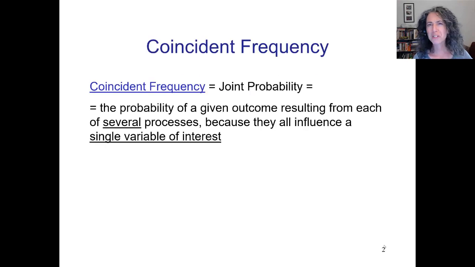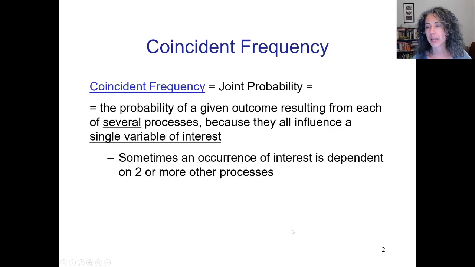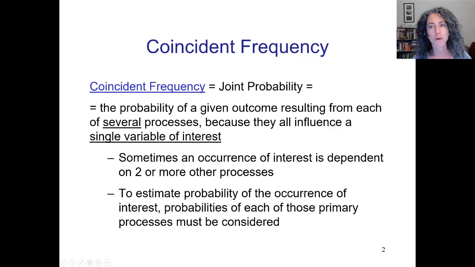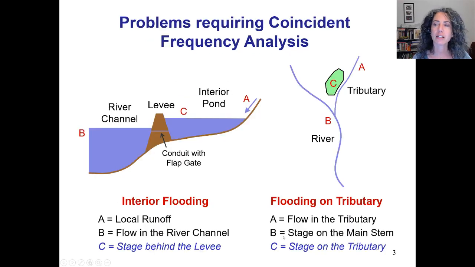Okay, so coincident frequency analysis is another way of saying joint probability, and we're looking at the likelihoods of several different processes because all of them affect a single variable that we care about. So sometimes the occurrence of interest is dependent on two or more other processes, and to estimate the probability that we care about, we have to bring together the probabilities of the other processes that influence it.